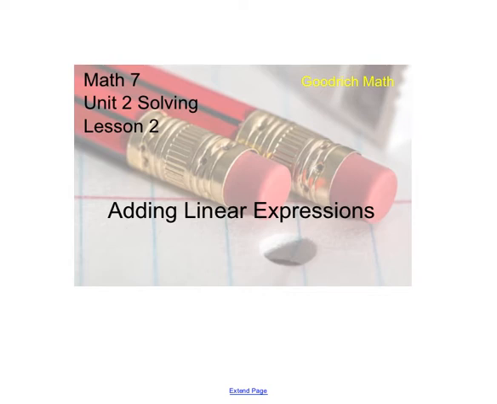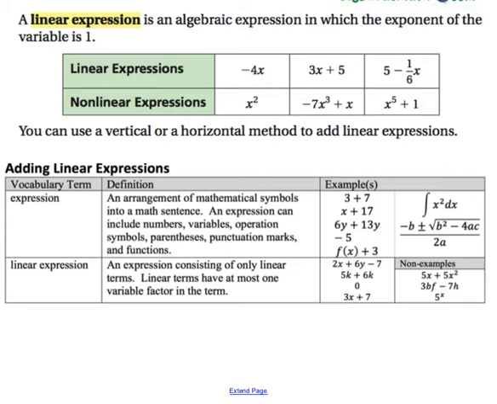Unit 2 Solving, Lesson 2, Adding Linear Expressions. A linear expression is an algebraic expression in which the exponent of the variable is 1. For example, negative 4x, that's x to the first power, it's linear. An example of not linear would be x squared, that's x times x. Basically, the term can only have one variable in it.